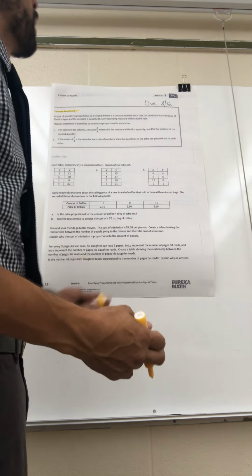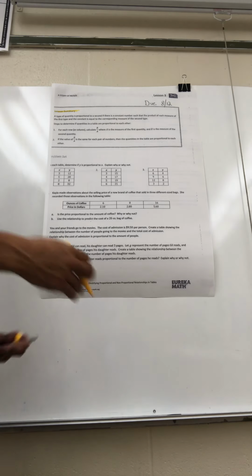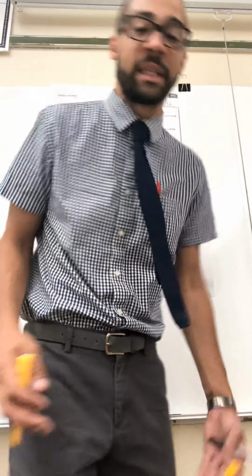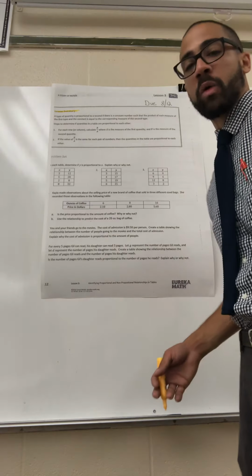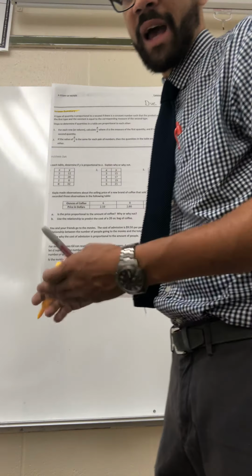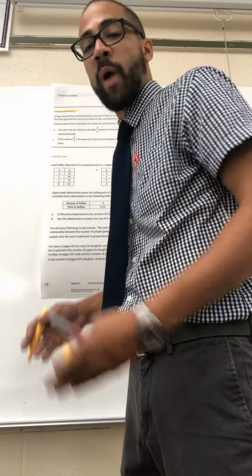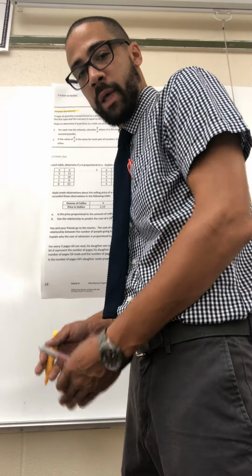there's a constant number such that the product of each measure of the first type and the constant is equal to the corresponding measure of the second type. Yo, that's a lot of mathematical jargon to say, hey, two things are proportional if there's a constant that both numbers can be multiplied by and their rate increases equally.